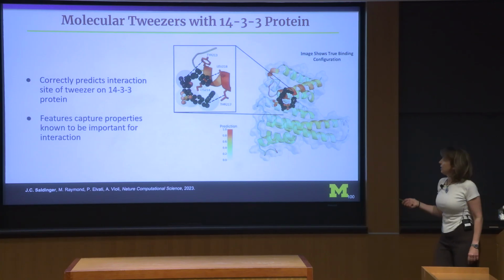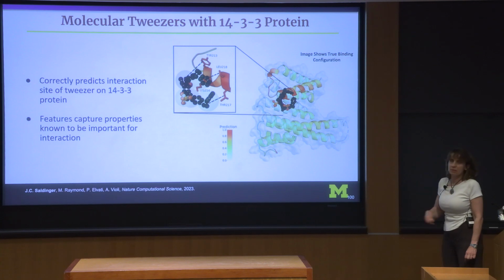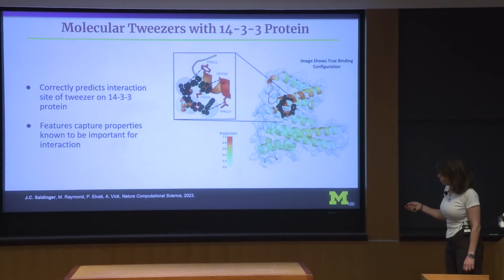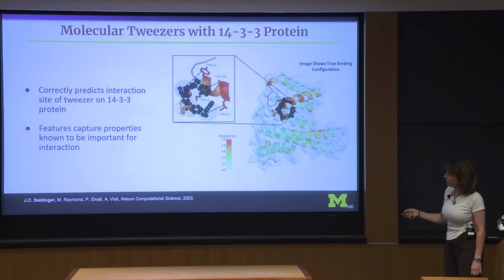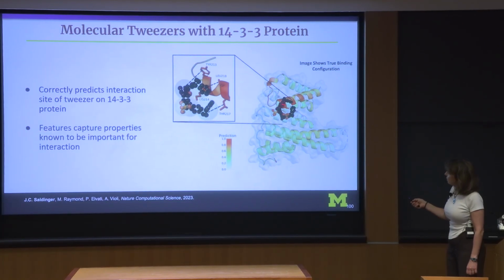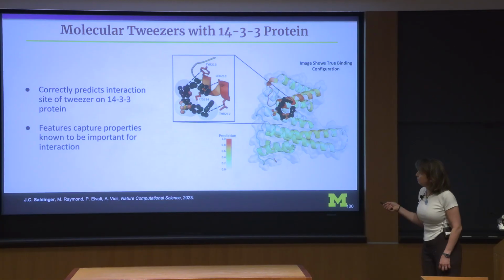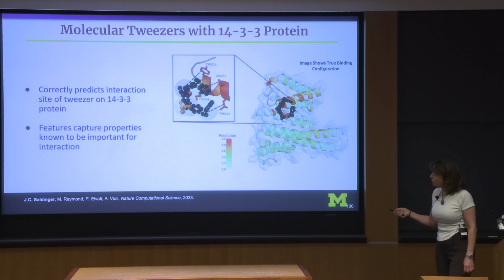What you see here is the prediction, but this is also what was measured experimentally. So this code is able to reproduce exactly the interaction site of the tweezer, this kind of nanostructure, on this protein. And so this is the true binding configuration that you see for this system. Basically what this is telling you is that the code is able to reproduce the binding site and therefore also the properties that are important for those interactions.